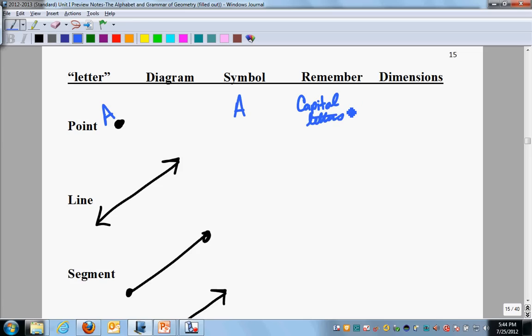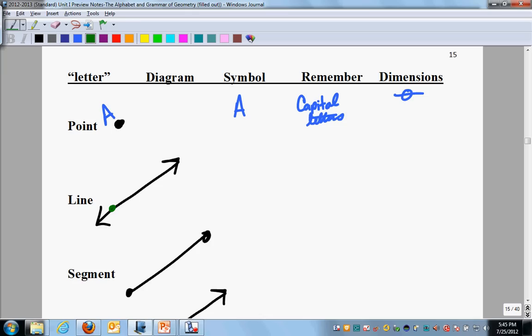Remember, you're going to use capital letters for these. A point does not have length, width, or height, so technically it has 0 dimensions. Now a line must have arrows. A line goes on forever in both directions.